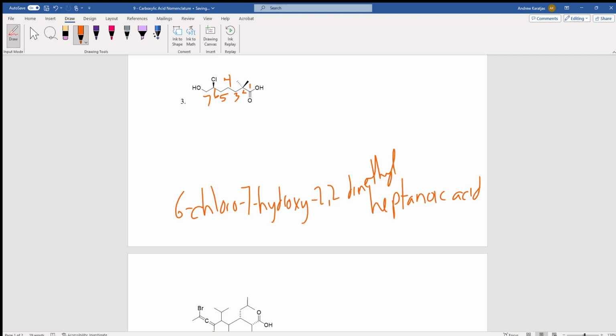We have just a single stereocenter at carbon 6. In this case, that stereocenter is going to be S. And because it's the only stereocenter in the compound, we don't need a number in front of it. We can just say S, 6-chloro, 7-hydroxy, 2,2-dimethyl heptanoic acid. When we have multiple chiral centers, in that case, we would need to specify, but here we don't.